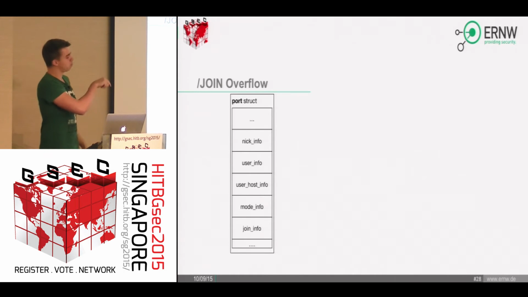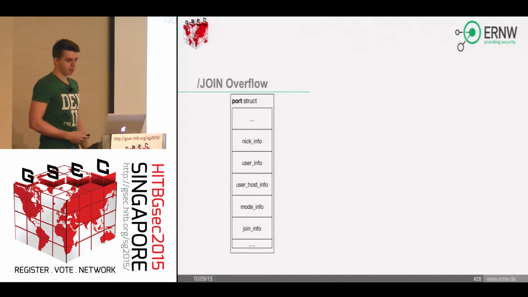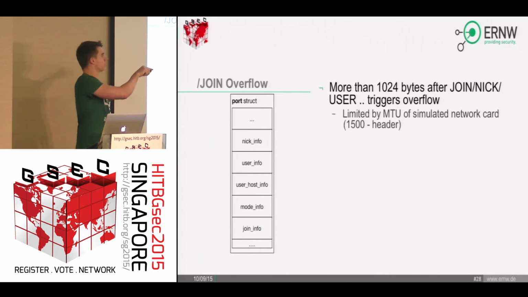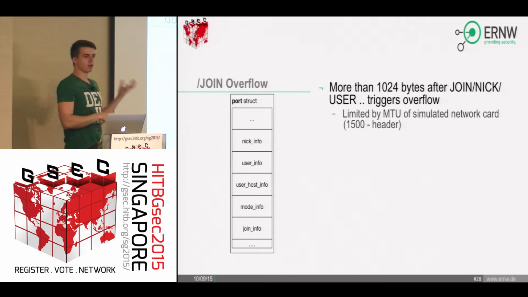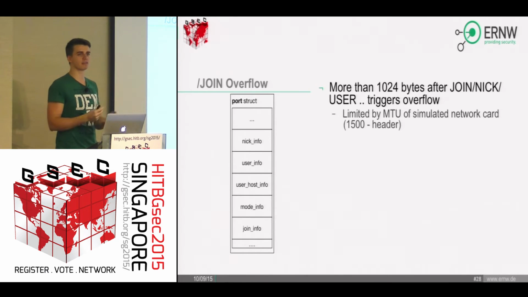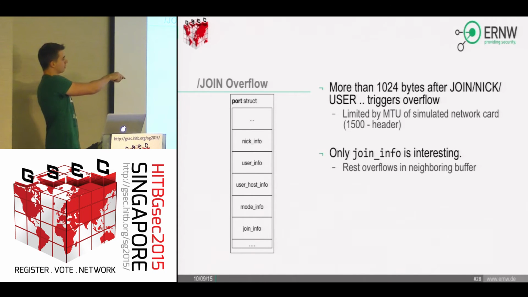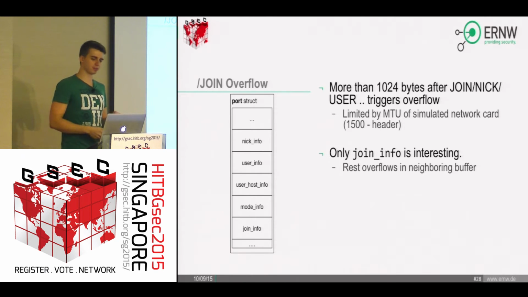So this is how this port structure might look in memory. And you can see they have these inline buffers just after each other. Now, whenever you write basically more than 1024 bytes after join, nick or user, for example, then you just overwrite into the next buffer. Your overwrite size is limited by the MTU of the emulated network card. So you can't simply send a single packet which contains 50k bytes. Instead, you have something like 1,400 or something. And this makes only the join info overflow actually interesting, because if you overflow nick info, you will just overwrite into user info and won't overwrite or corrupt anything interesting. Just join info, which is at the end of these inline buffers, seems to be interesting.